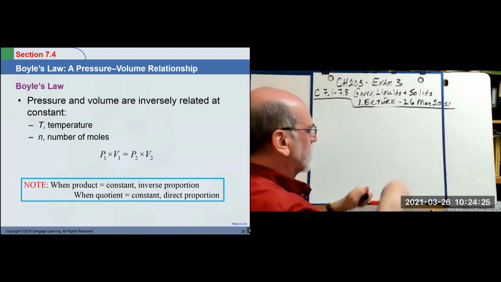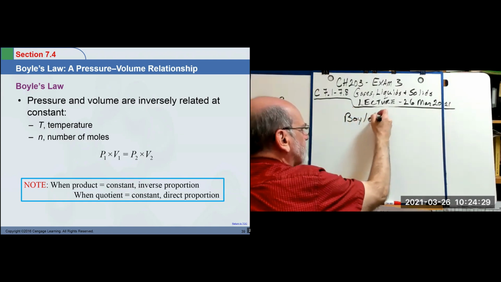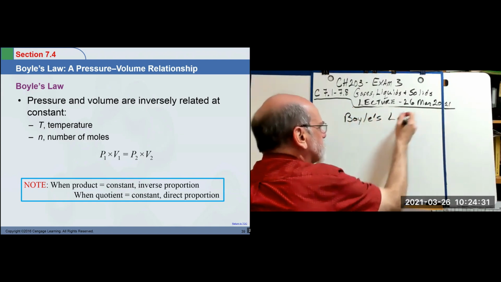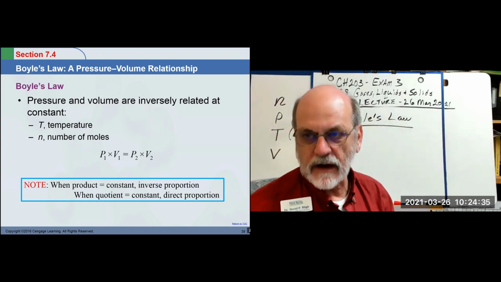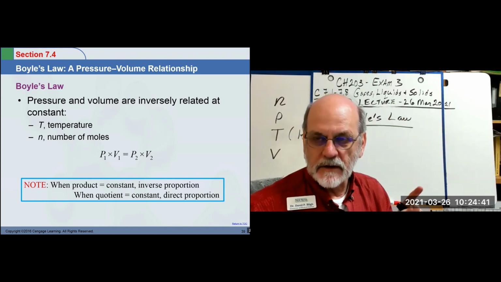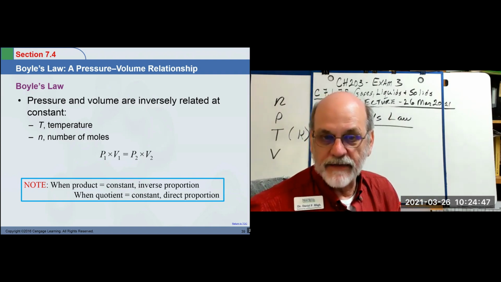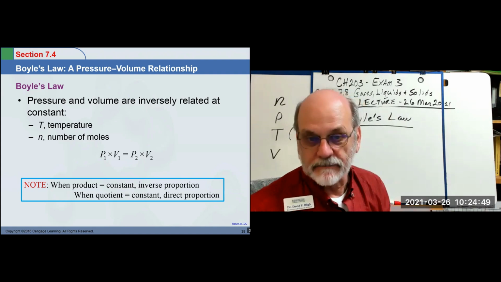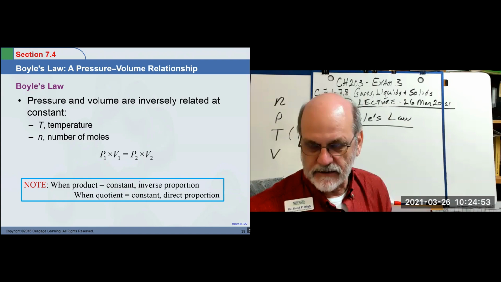Boyle's law. Okay, Robert Boyle was an English scientist, and he's given credit for the first quantitative approach to investigating phenomena, both physical and chemical. And this is one of the things that came out of it. Boyle's law relates pressure and volume of a gas.